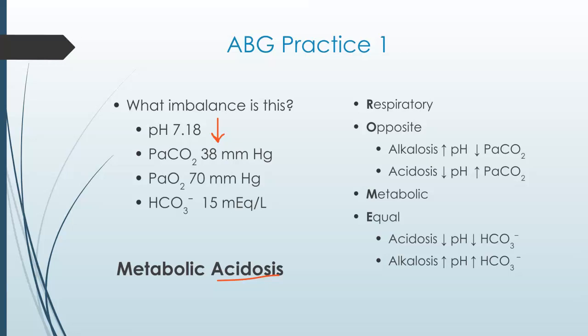Look at our PaO2, it's 70. Houston, we have a problem, that's too low. We would put oxygen on this patient. And then we look at our bicarb, and it's 15, and so this is also low. So remember, for metabolic equal, they're both going the same way, and it is a bicarb issue, so we now know that this is metabolic acidosis. We'll save the rest of these for in-class practice, but I just wanted to give you a little bit of an idea of how to do this.